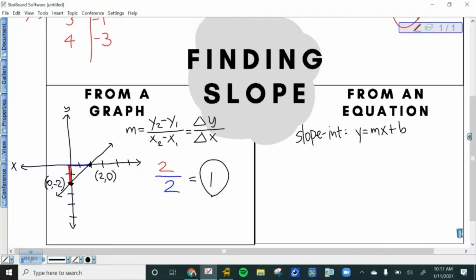What's the slope here? What letter is slope? M. M is the slope. So if I had the formula y equals 3x plus 2, what's my slope? 3. It's just that number right before the x. M equals 3.